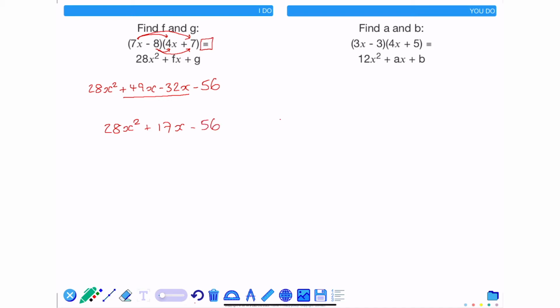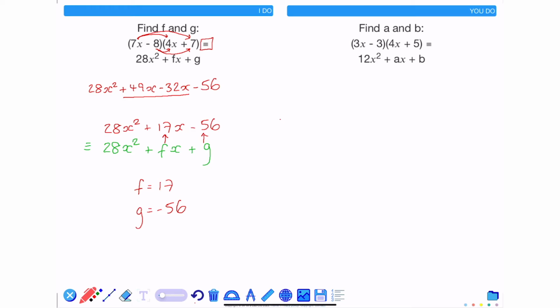By writing the right-hand side of the identity underneath it, 28x squared plus fx plus g, you can see that it's now possible to read off my value of f and also my value of g. F is 17 and g is equal to negative 56 by equating the coefficients.